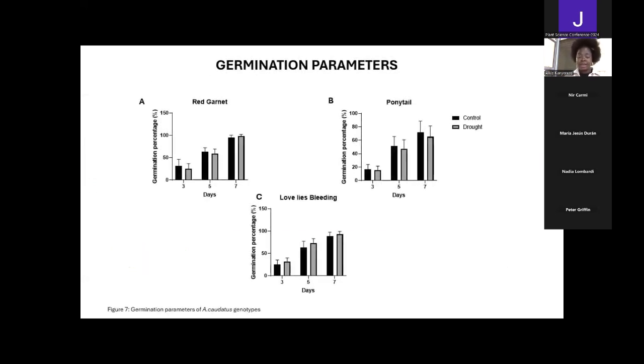The first results that I have are from the germination parameters, particularly the germination percentage. We can see that red garnet on day 7 had the highest germination percentage in both the control and the drought treatment when compared across the board with the other genotypes. When we look into love lies, we see that days 3, 5, and 7 showed a consistent increase, which means that the plant wasn't stressed per se, but the seeds were viable and were germinating slowly. And ponytail had the highest error bars, which means there was not a synchronized emergence, but the seeds were still viable.